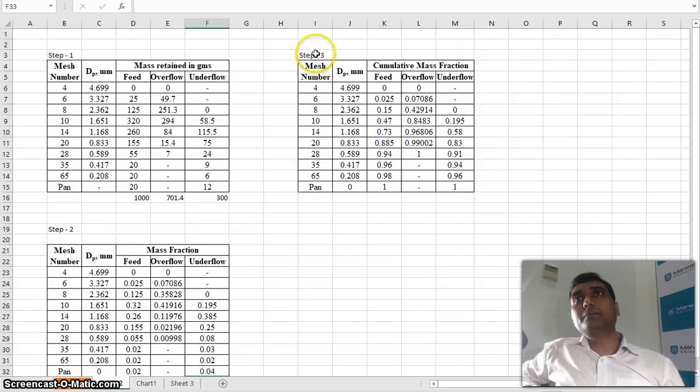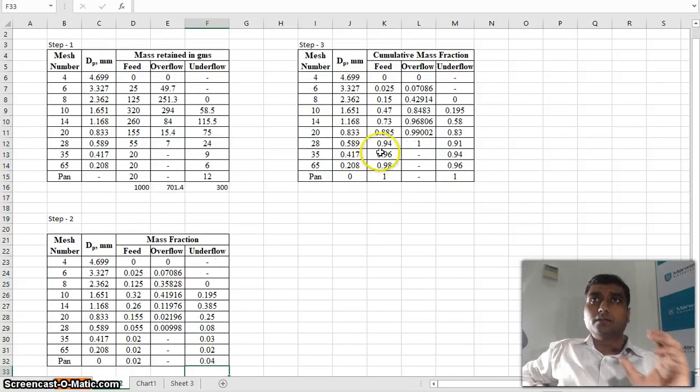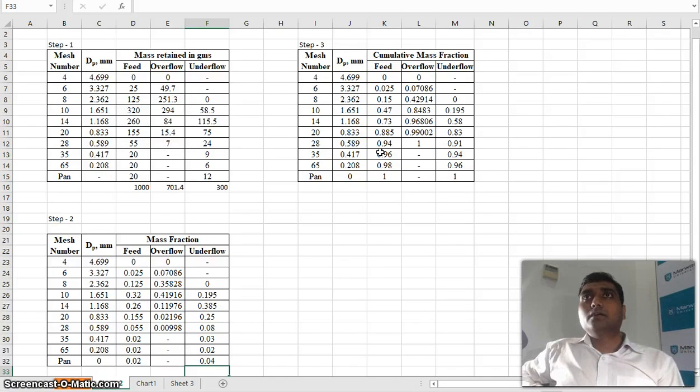Next, in step number 3, you have to find the cumulative mass fraction. This is somewhat important and a very tricky step where you need to consider the various terms in the cumulative mass fraction. So let us discuss how to find the cumulative mass fraction. In the first case this data is given. In the second case you find the mass fraction based on total and individual, that is individual divided by total.